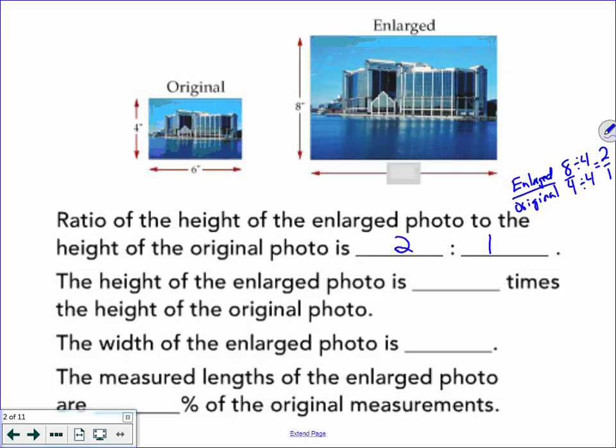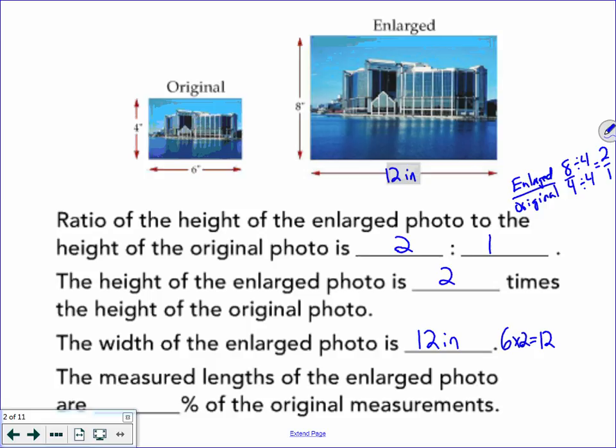So the next question there is, the height of the enlarged photo is blank times the height of the original photo. Well, since the ratio is 2 to 1, that means it is 2 times the height of the original photo. The width of the enlarged photo, we don't know that yet, but we're going to figure it out. So one way to do that is, we know that the original width is 6, and we know that the enlarged photo is 2 times the original photo. So we can just take 6 times 2 and get 12. So we know that it's going to be 12 inches. And we'll just add that in here as well, the 12 inches.